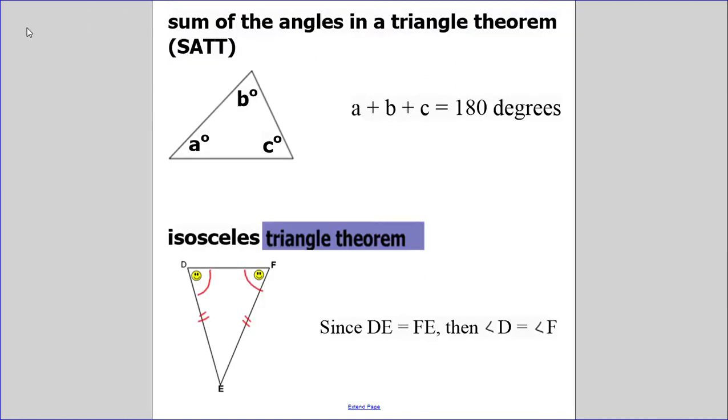We have the sum of the angle in a triangle theorem. You might see it as SATT, sum angle triangle theorem. So all of the angles in a triangle add up to equal 180 degrees.